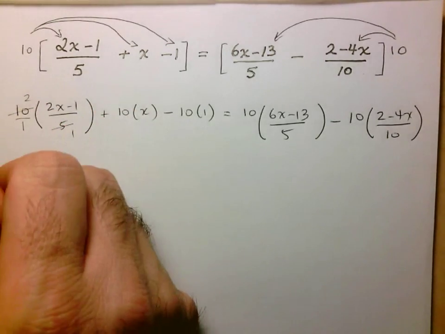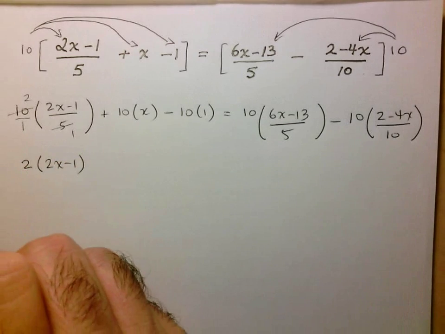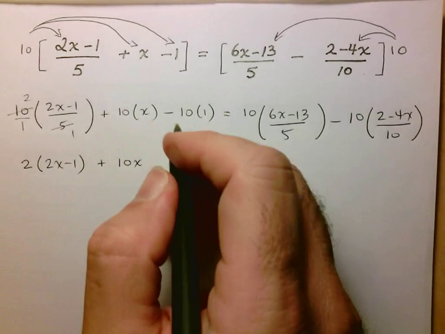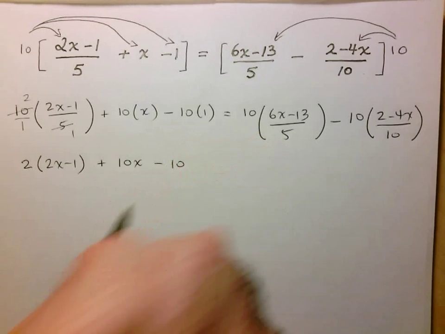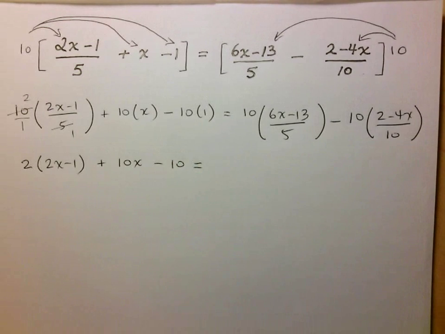So what am I left with? I'm just left with 2 times (2x minus 1). So I've eliminated the denominator. These are easy because it's just 10 times x gives me 10x, and 10 times 1 gives me 10, so minus 10. Okay, now I do the same on the other side of the equation.